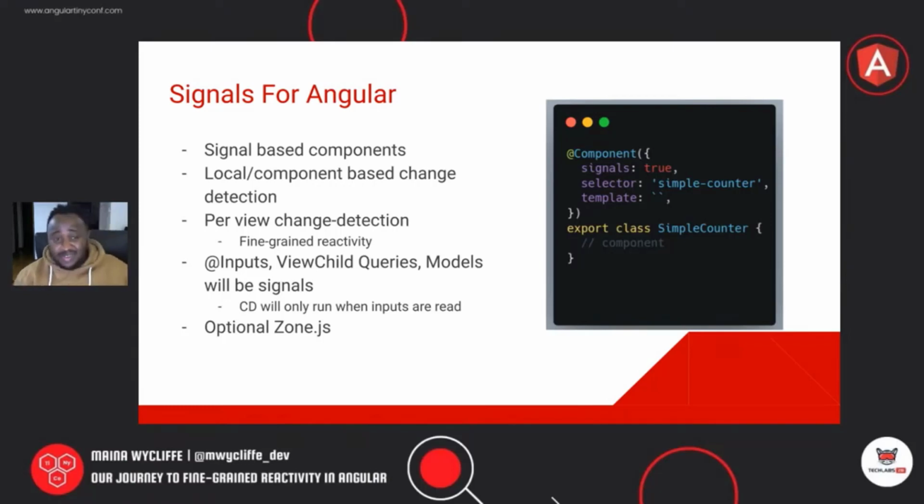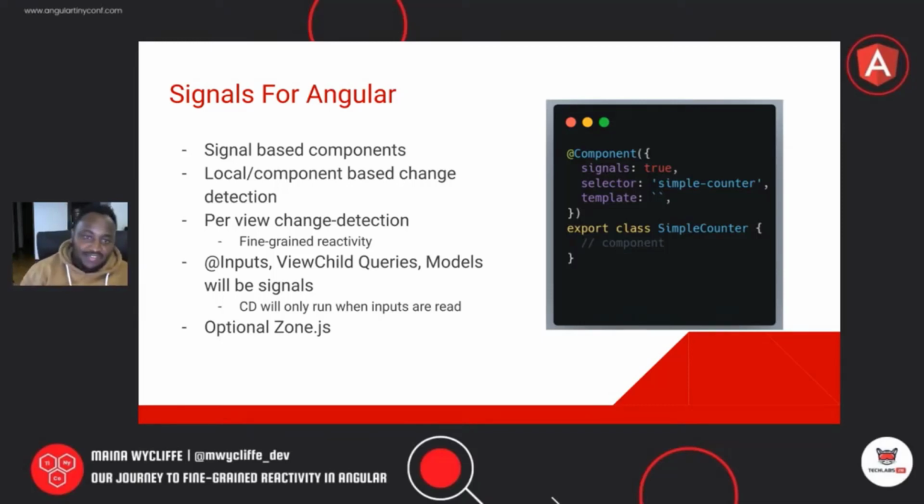A few things to keep in mind: at some point in the future, we're going to have signal-based components, and this will allow us to disable the OnPush change detection. If all your components were converted into signal-based components, you'd have fully OnPush-style detection, rather than the hybrid you get when you have mixed signals.